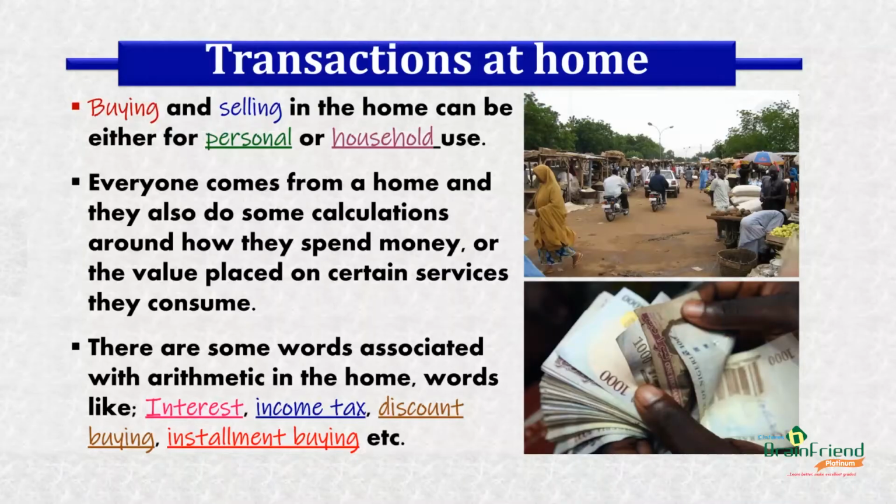Let us consider transactions at home. Basically, buying and selling at home can either be for personal purpose or for household use. Every individual comes from a home, and they definitely do some calculations around the things they buy, the services they consume, and so on. We'll be learning about some important terms that have to do with transactions at home. In the course of this lesson, we will discuss terms like interest, income tax, discount buying, installment buying, and so on.